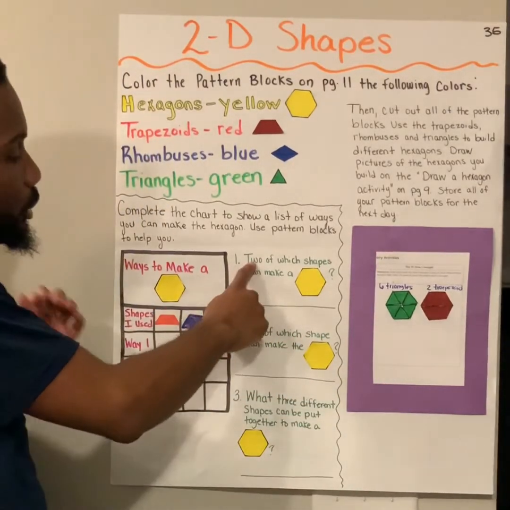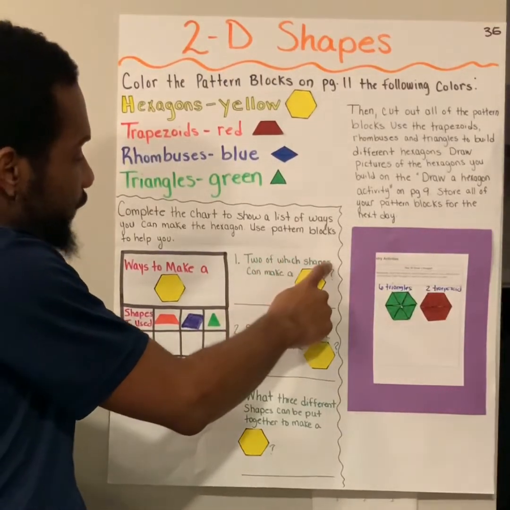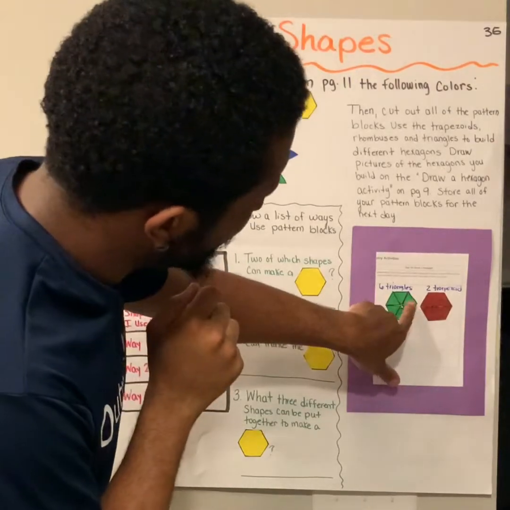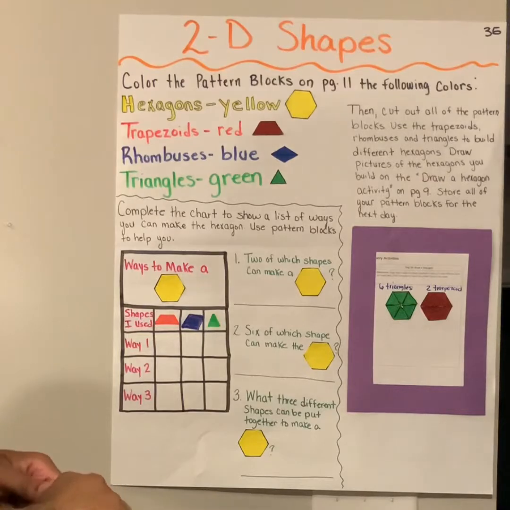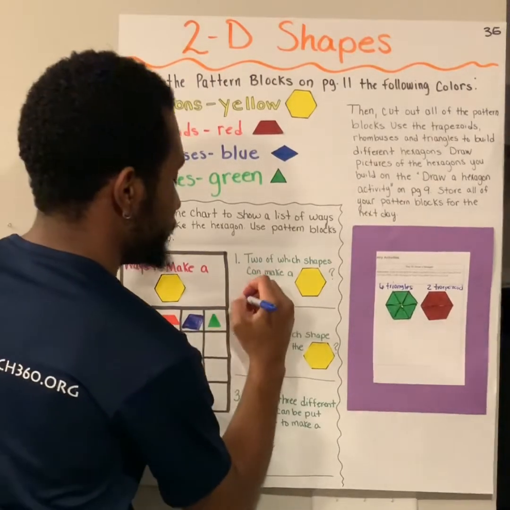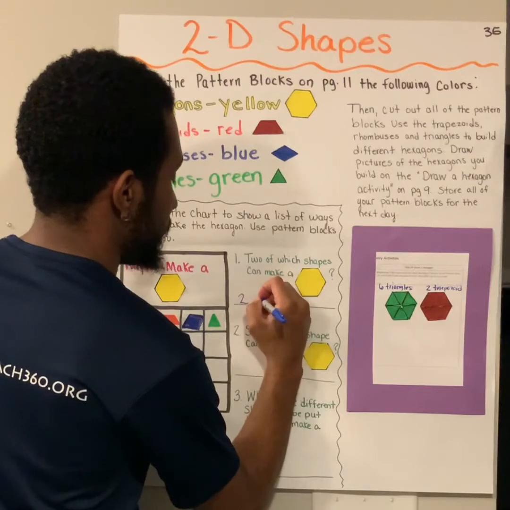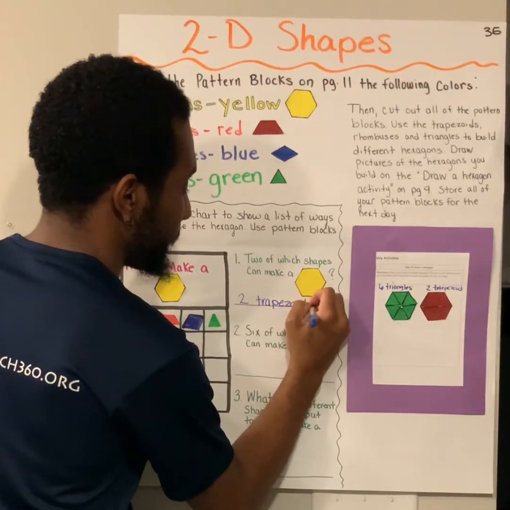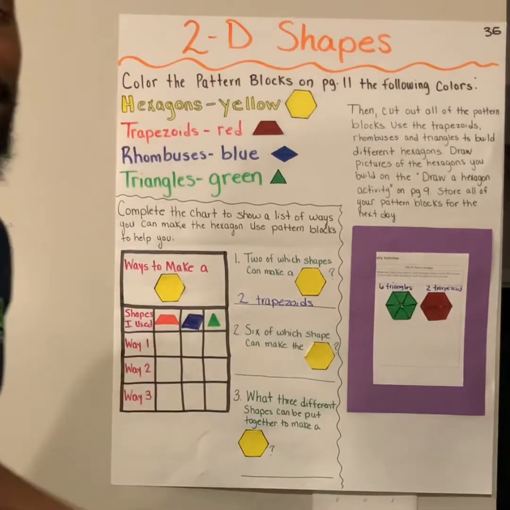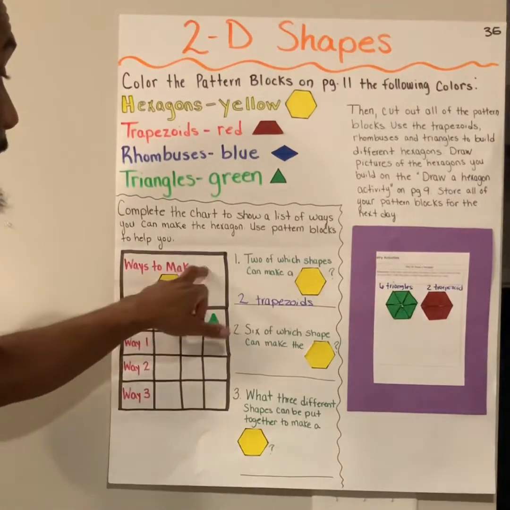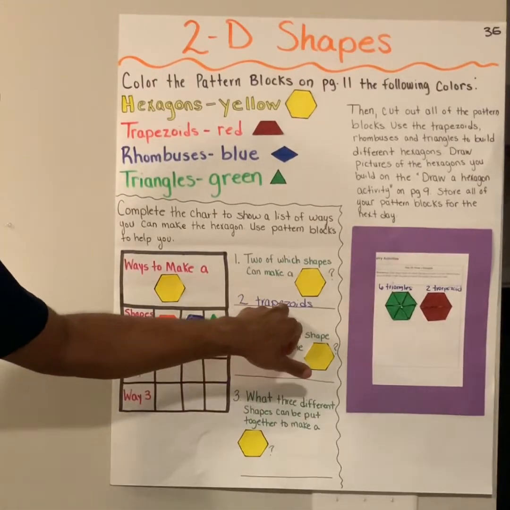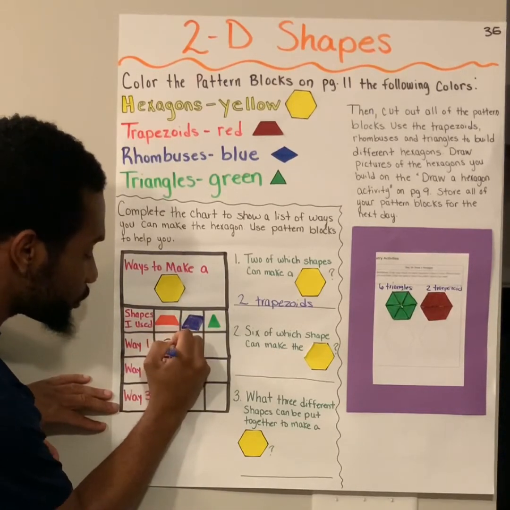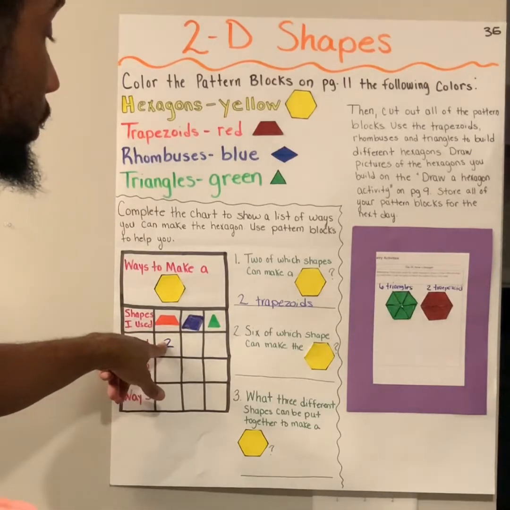So it says 2 of which shapes can make a heptagon? Let's see. I use 2 trapezoids to make a heptagon. So I'm gonna put 2 trapezoids, okay? And I'm just gonna come over here and figure out my chart too, because now I have a chart that says ways I can make the heptagon. So I know it took what? 2 trapezoids. So I'm gonna put way 1 is 2. I'm just gonna put the number 2 because I only use 2 trapezoids to make the heptagon.